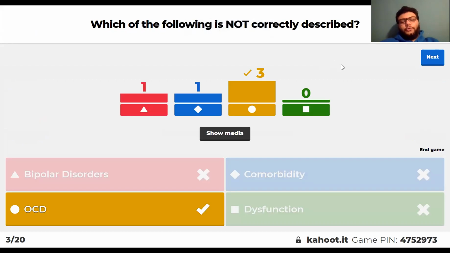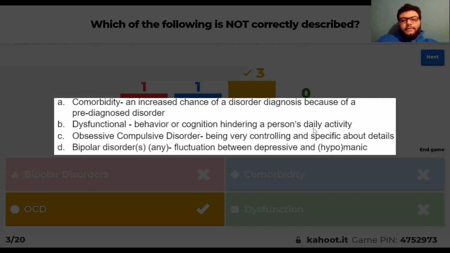Yes, so comorbidity is an increased chance of being diagnosed with one disorder because you already have another disorder. And bipolar is fluctuation between hypomanic or manic episodes or symptoms with depressive symptoms. Yes, so that wouldn't be it. Yeah, being very controlling and specific about details would be OCPD, not OCD.